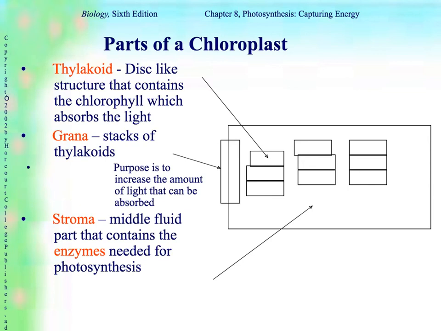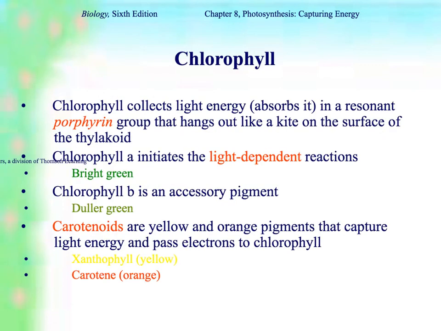So this slide is just a repeat of what I just said. You have the thylakoid that contains the chlorophyll that absorbs the light, and so that's here. And then you have the grana, which are the stacks. I don't know why that's a box. It should be like a bracket. And then the stroma is the middle fluid, and that contains the enzymes that are going to be needed for photosynthesis. So let's talk about chlorophyll for a minute.